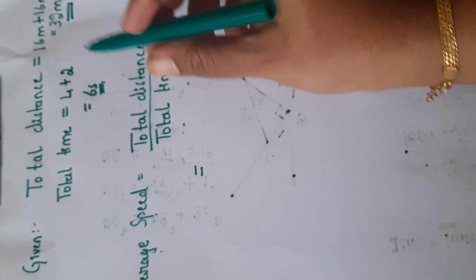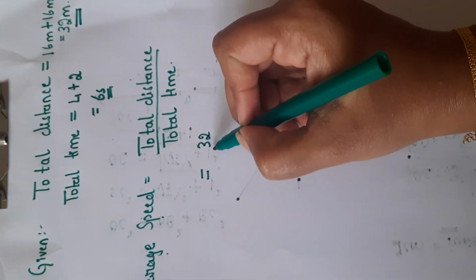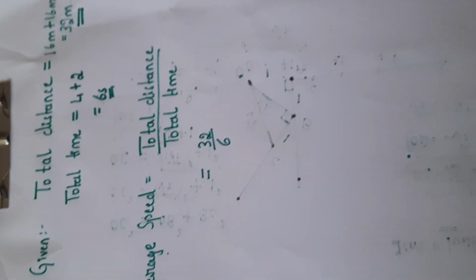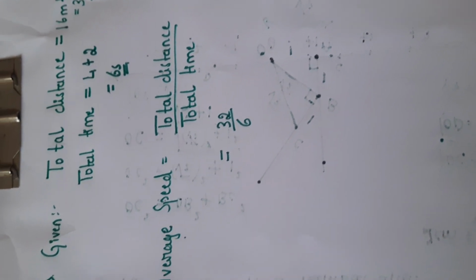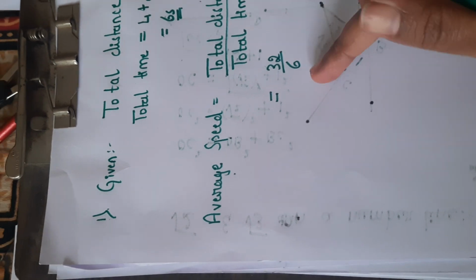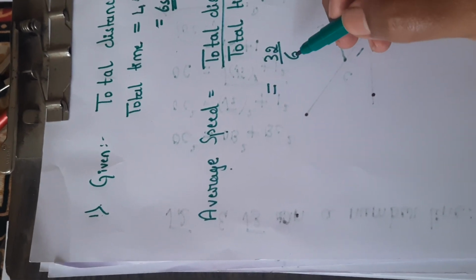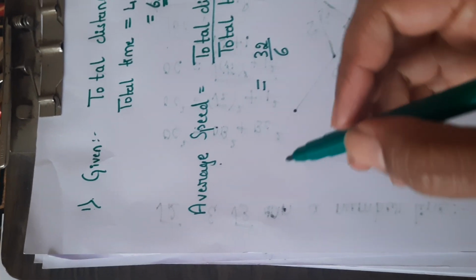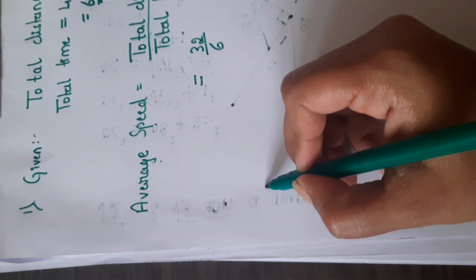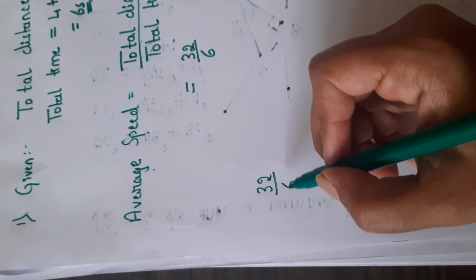So let us substitute. Total distance is 32 divided by total time is 6 seconds. Correct? Now you need to divide 32 by 6. So it is clear. Let me work out here. This part of calculation you should do, children, but still I am showing for you since it is the very first problem.